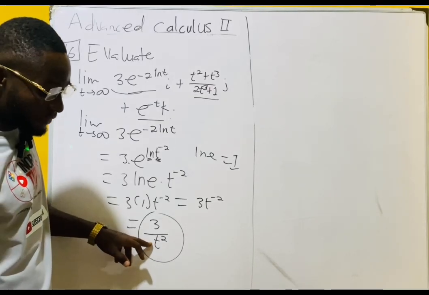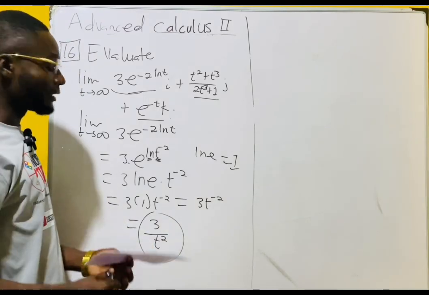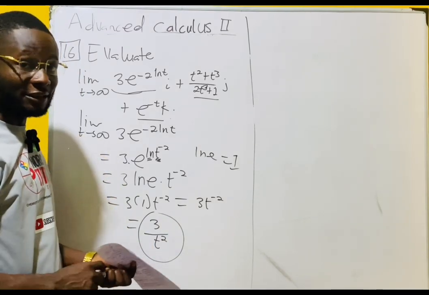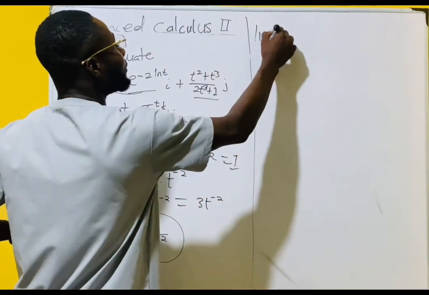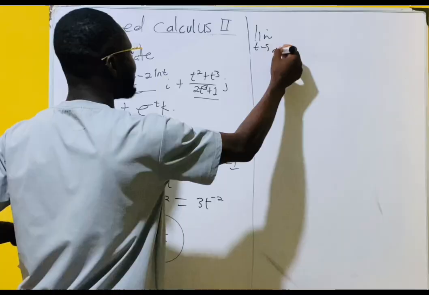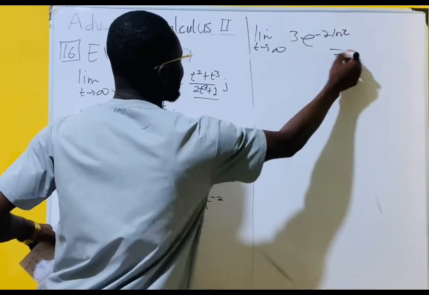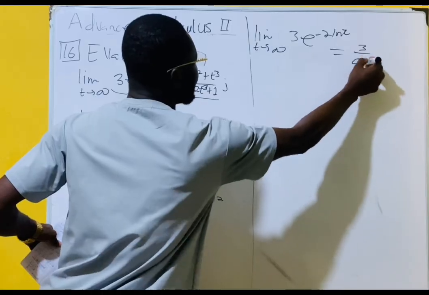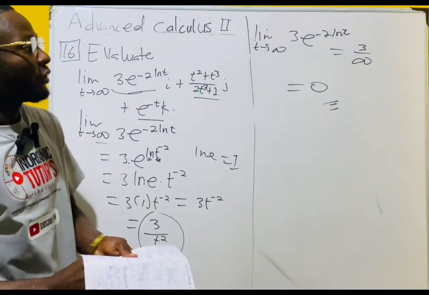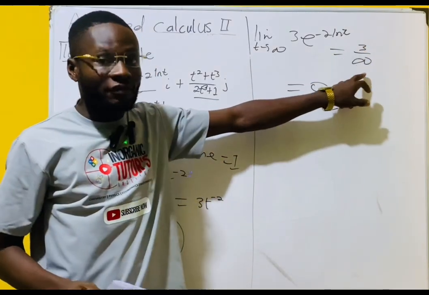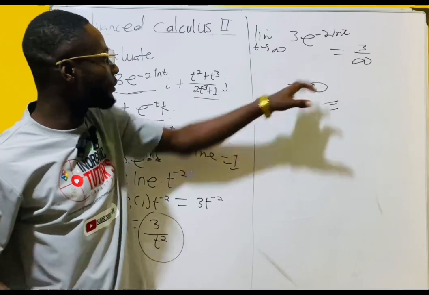When you substitute infinity in there, you're going to have 0, right? You know that 3 over infinity is 0. So we're going to have the limit as t approaches infinity of 3e to the negative 2t equals what? 3 over infinity, and this is equal to 0, right? Anything over infinity is 0. Okay, so we have 0 here.